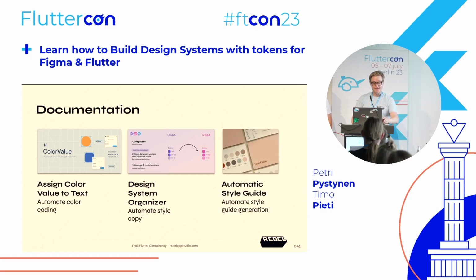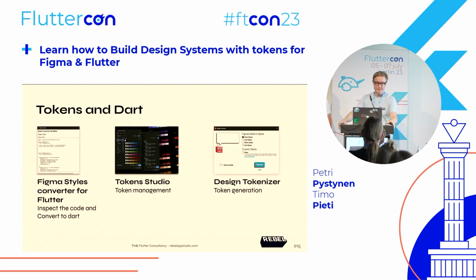And the first one here, the assign color value, the text is also removed, because it's really annoying to always copy paste the hex value from the color. You pick it and then you copy and paste it to the text document, but this does it automatically, which is nice.